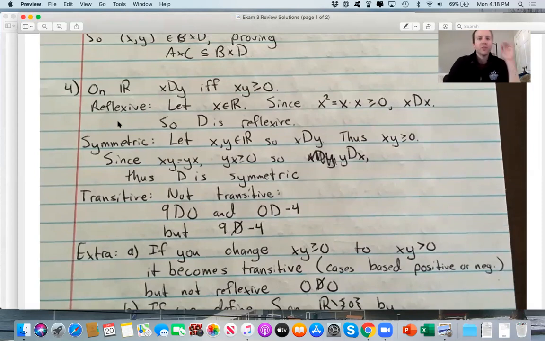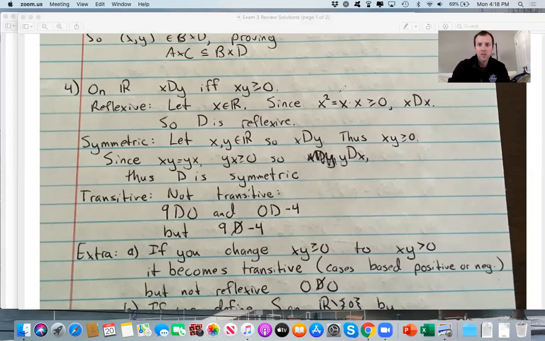So reflexive always means everything is related to itself. So reflexive proofs always start: take an element of the set your relation lives on, and you have to prove it's related to itself. And so here you need to think about, well, if we have x in both of these places, that's x times x, which is x squared. And squares are always greater than or equal to 0.